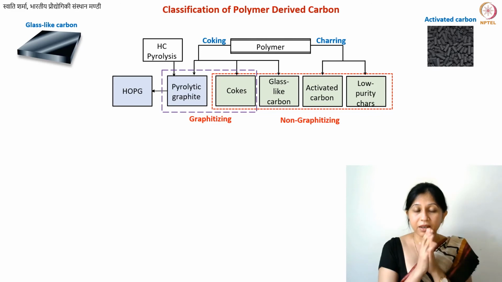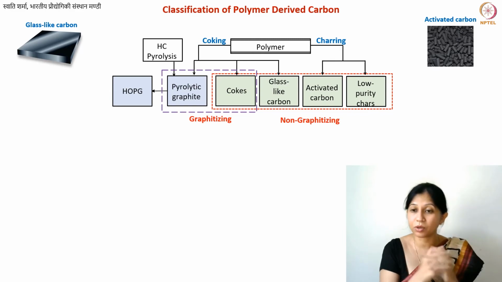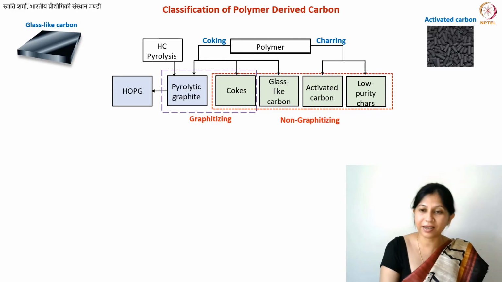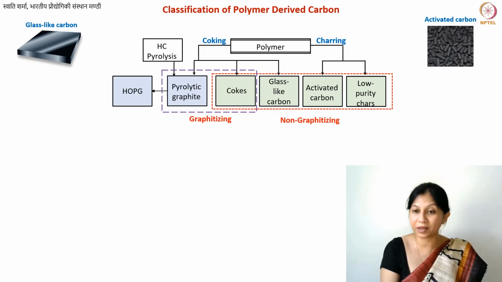these four things, the green boxes, are non-graphitizing. You see that coke I have mentioned in both graphitizing and non-graphitizing, because you can have both types of cokes. Glass-like carbon and activated carbons are definitely non-graphitizing carbons. And we are going to learn in detail what we mean at a microstructural level. What do you call a non-graphitizing carbon? The general definition is that whatever is not graphite but is a high purity carbon, you can call it non-graphitizing carbon.